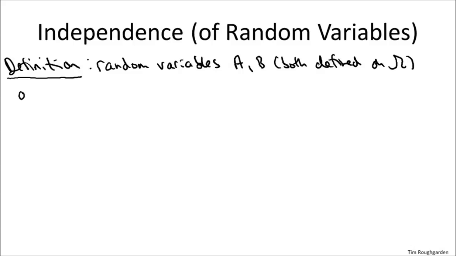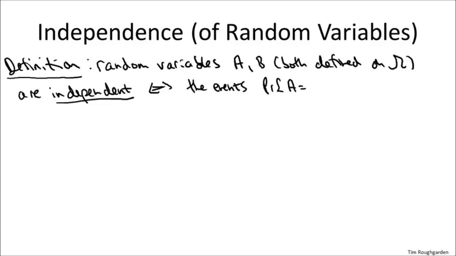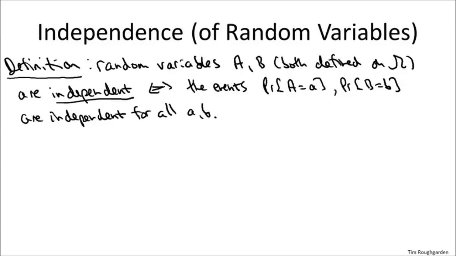So informally, knowing the value taken on by one of the random variables tells you nothing about what value is taken on by the other random variable. Recalling the definition of what it means for two events to be independent, this just means that the probability that A takes on value little a and B takes on value little b, the probability that both of those happen, is just the product of the probabilities that each happens individually. So what's useful about independence of events is that probabilities just multiply.